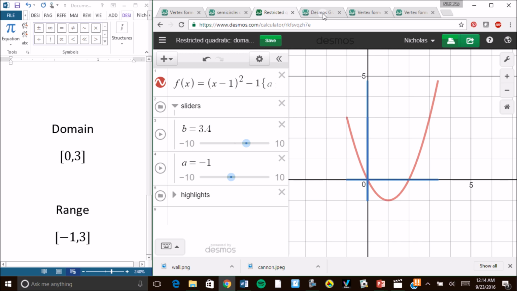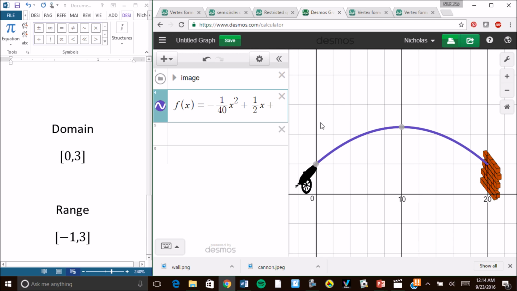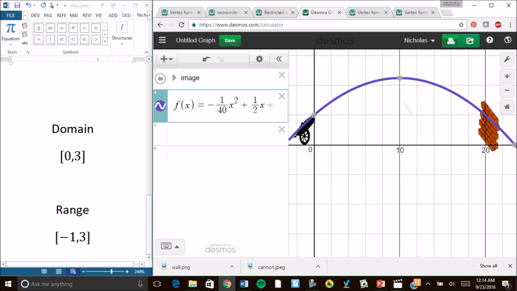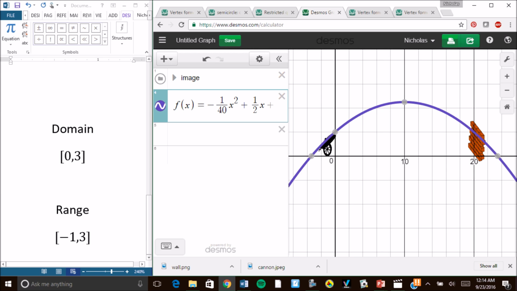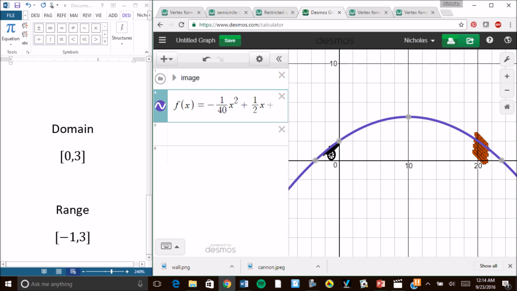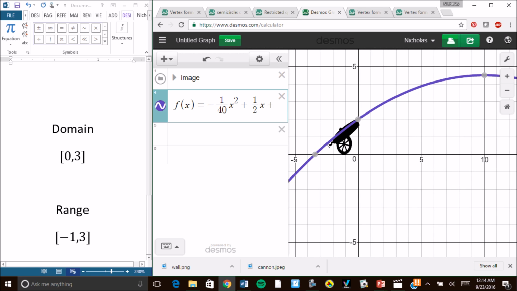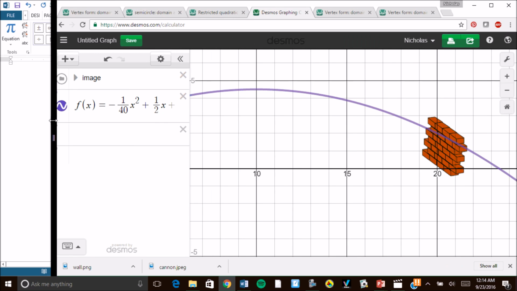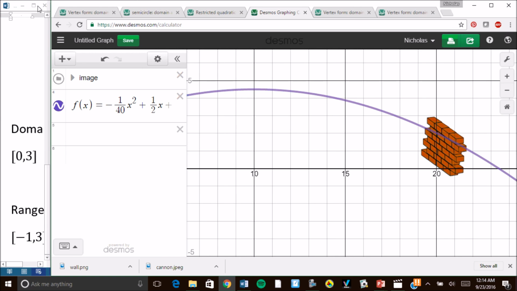Okay, so lastly, I just want to go over one real-world example, and that's this one right here. So what I'm starting with, I have a cannon. It's shooting a cannonball over to this wall over here, where it will hit the wall. And I'm going to widen this up so you guys can see it a little bit better.